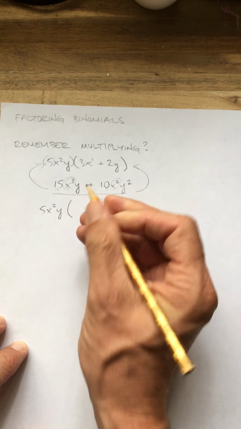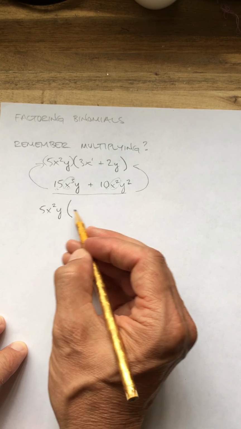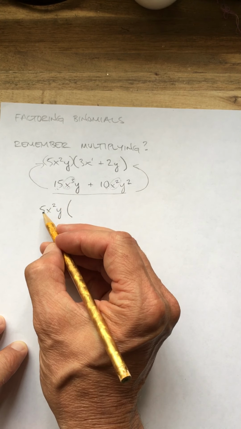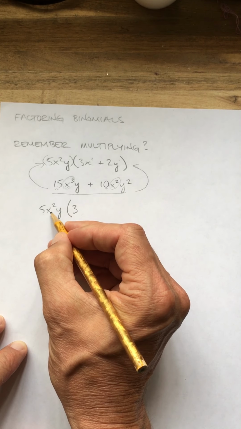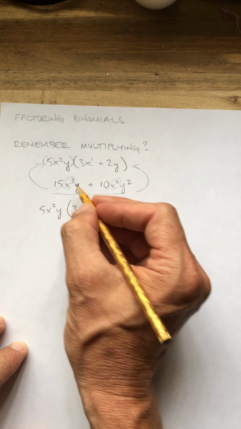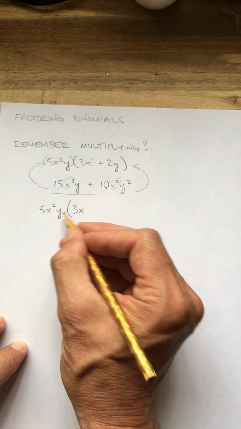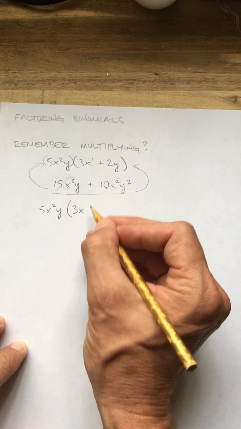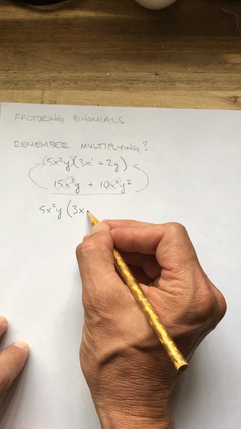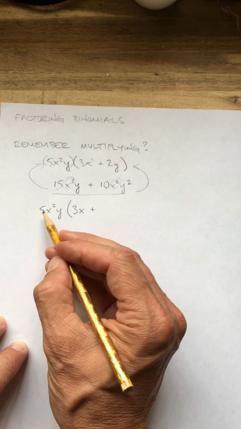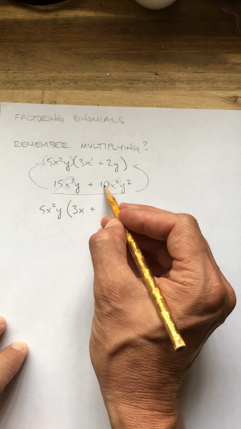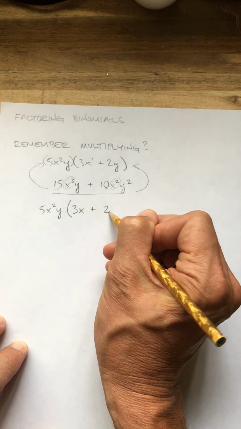And then you ask yourself, okay, so 5x squared y times what gives me this? Well, you know, 5 times 3 gives you the 15, okay? X squared times what gives you x cubed? Well, that's x. And then y times what gives you y? Well, you don't need anything except times 1, right? So y times 1, you don't need to write it. So plus, now ask yourself, 5 times what gives you 10? That's 2. 5 times 2 is 10.